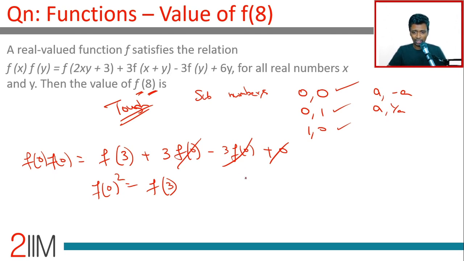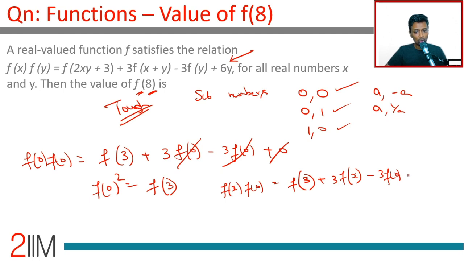So I'm going to put y equal to 0 and keep x as it is, because there's a 6y term here. You don't want this term because there's a numerical term. Everything else is in terms of f of x, f of y. So f of x into f of 0 equals f of 2 into x into 0, so that is 0, plus 3 times f of x minus 3 times f of 0 plus 0.